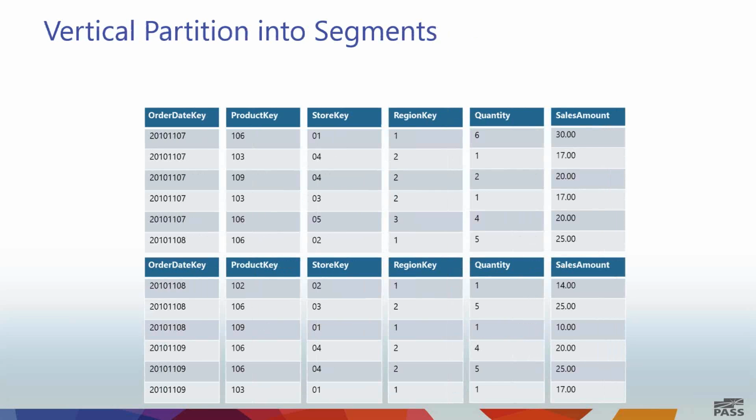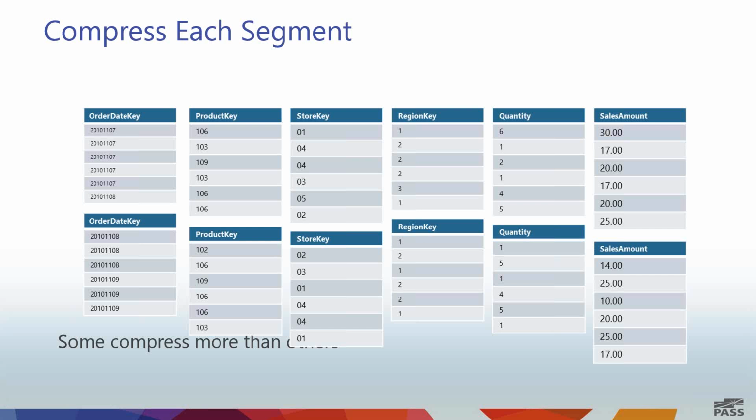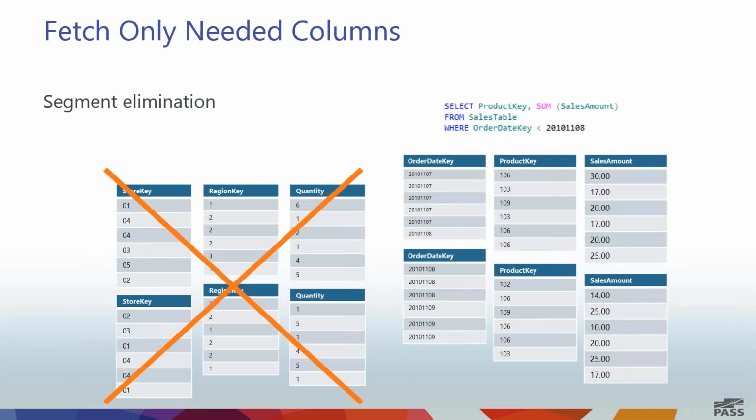And once we've done that, then we compress each segment. And this is the important part. We take those segments and we compress them, and we eliminate all the duplicates. You'll see that some compress better than others as you start compressing them, but the idea is we get rid of all the extra data. Next thing we do is we do segment elimination for queries.